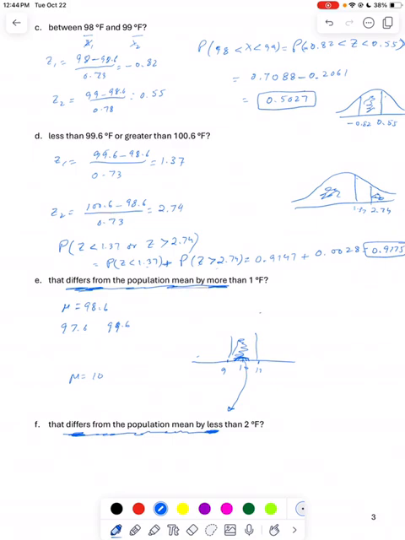If you pick a number over here or here, the difference of this value from the mean will be more than 1. So that is the case here. This means we have to calculate the area over here.